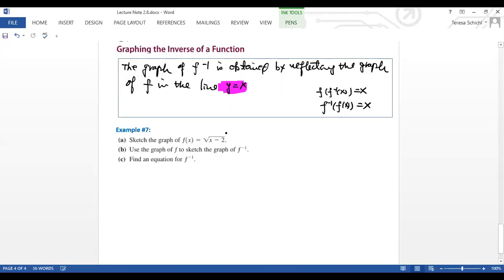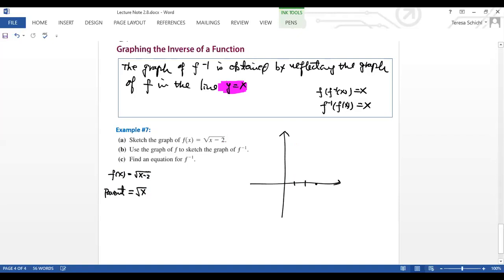So let's take a look at it. Sketch the graph of y equals the square root of x minus 2, and then use this graph to sketch the graph of f inverse. Okay, so f of x equals the square root of x minus 2. And the parent function is what? The parent function is the square root of x, right? So this is minus 2. That means I am what? I am shifting to the right 2 units, right?